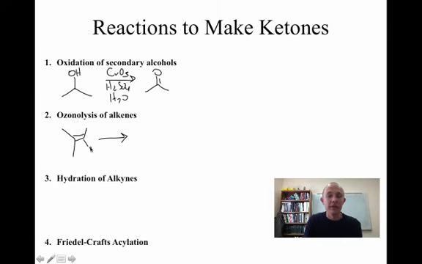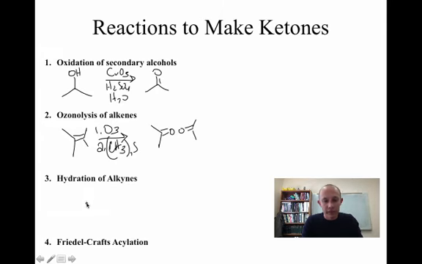So remember, just depending on what's bonded to the carbon, you might get an aldehyde or you might get a ketone. So ozonolysis of tri-substituted and tetra-substituted alkenes will give 2 ketones in this case.